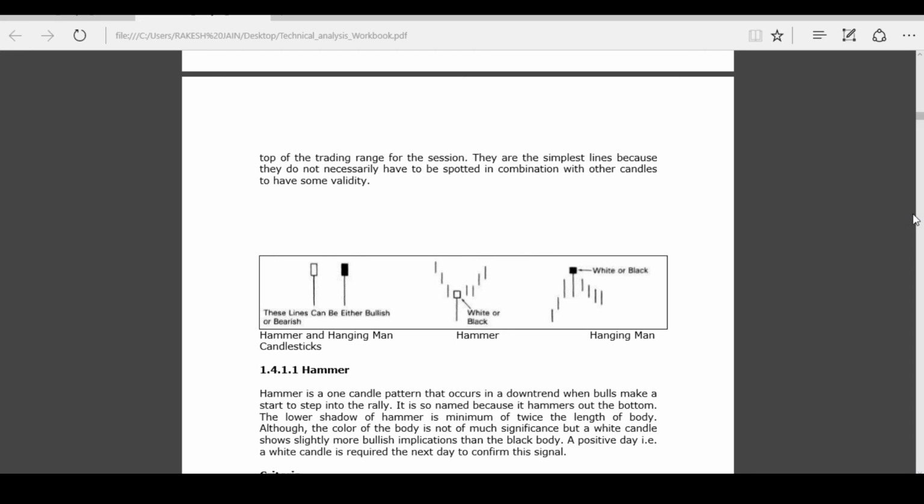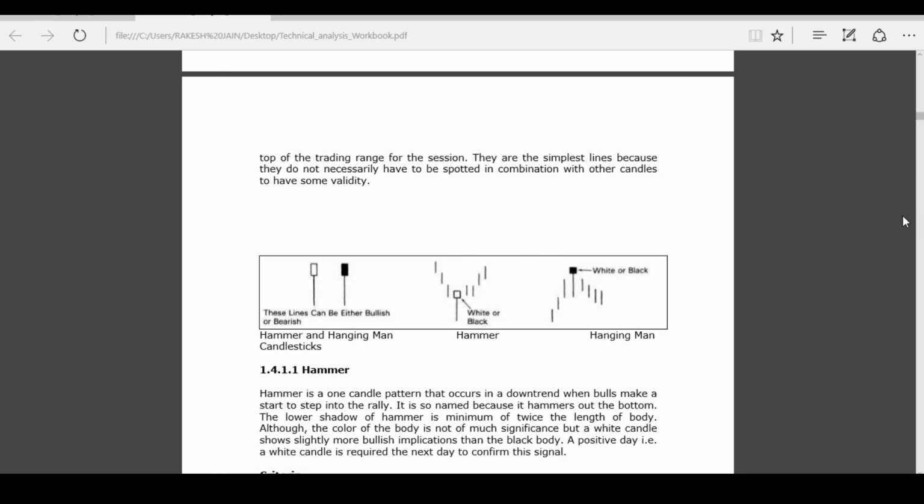So that is a psychology which is shown. See, bullish, bearish. So let's understand the candlestick pattern. Some very, very powerful candlestick patterns. The hammer and the hanging man.